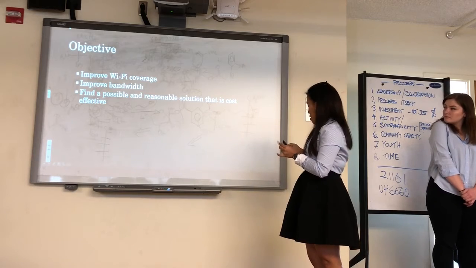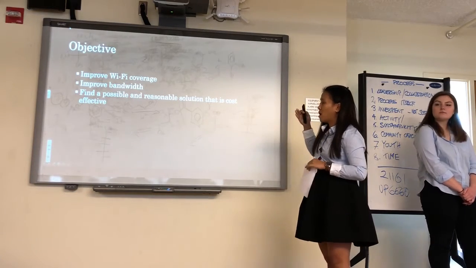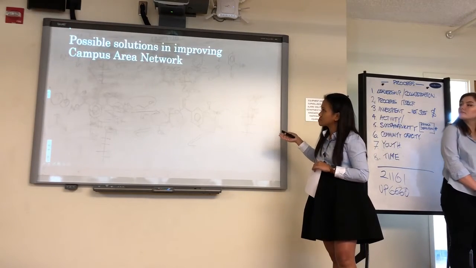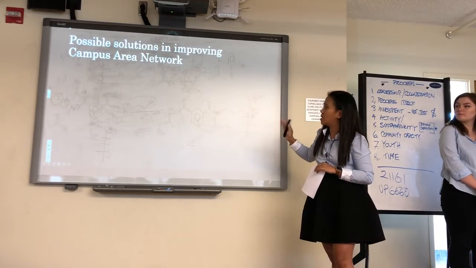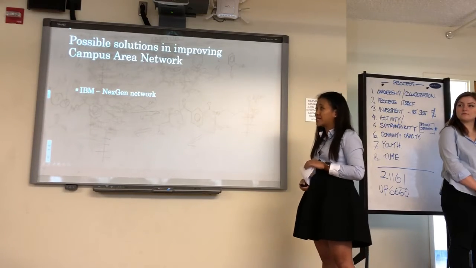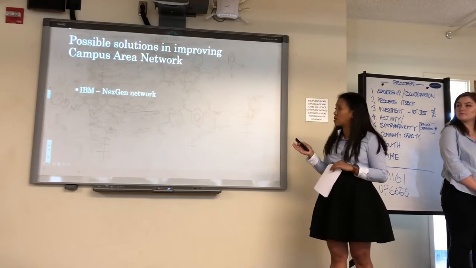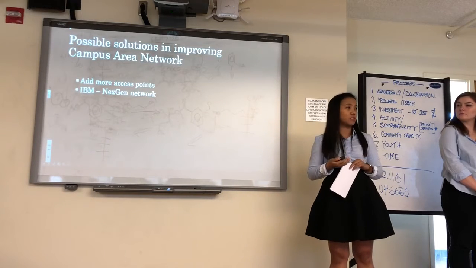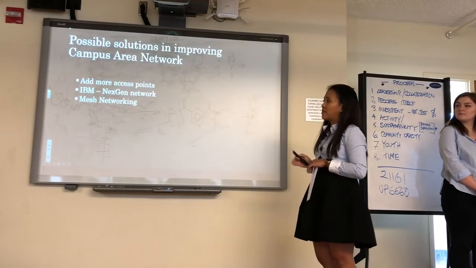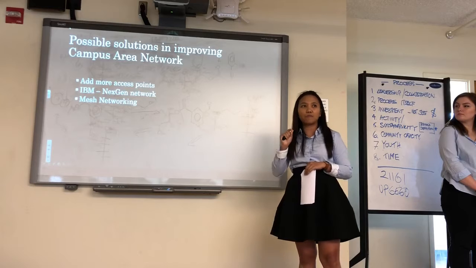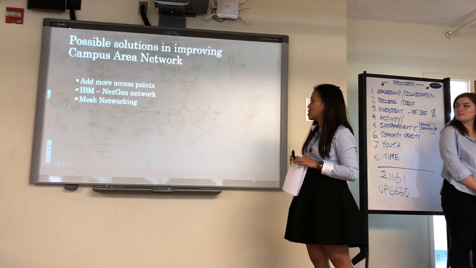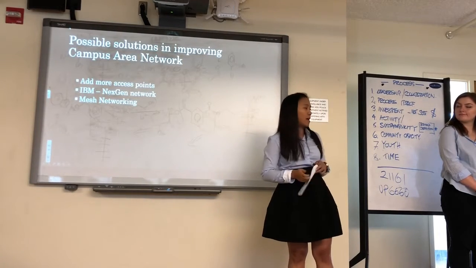So the possible solutions for the campus area network issues is to update the architecture design of the network. And by updating, that would mean that we can replace it with the IBM Next Gen network, or we can add more access points. Third is to use mesh networking. Throughout the research, we have found that mesh networking is the most effective solution to address the issues with our internet connection here on campus. My team members will discuss more about mesh networking.